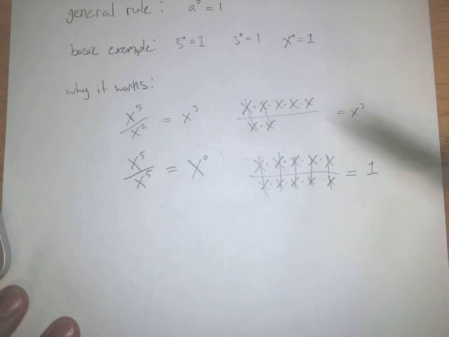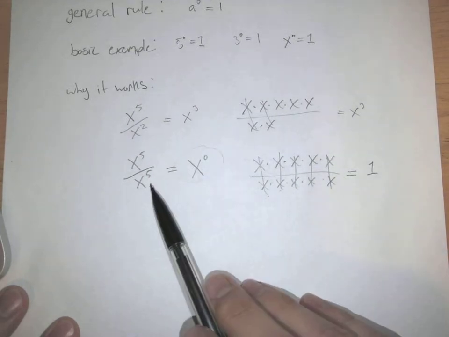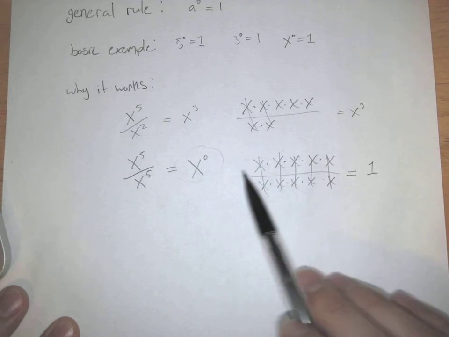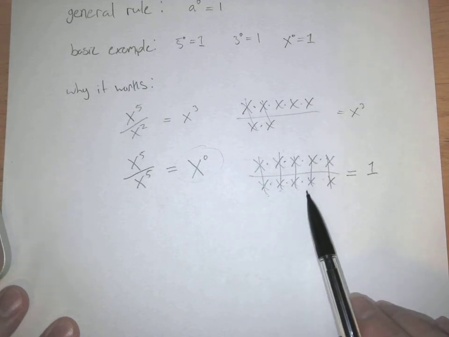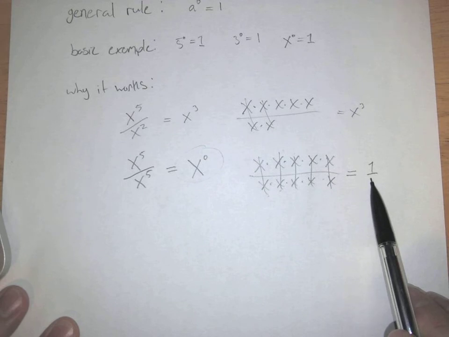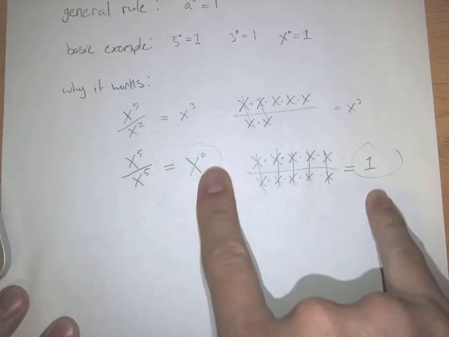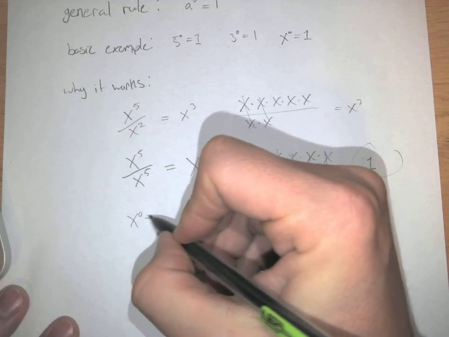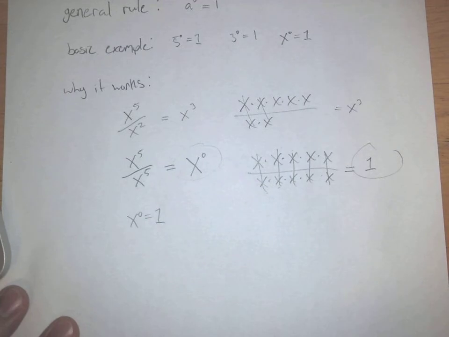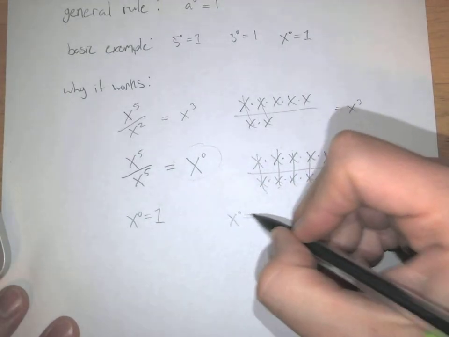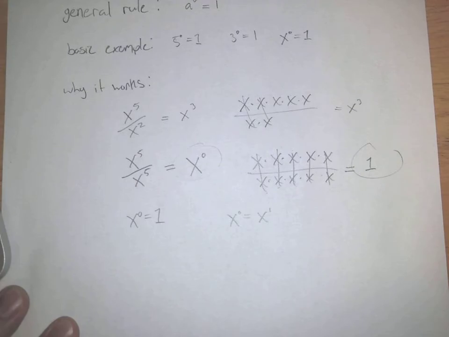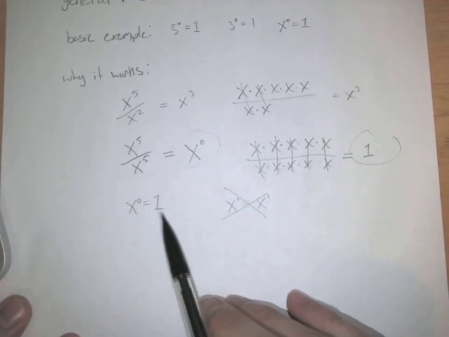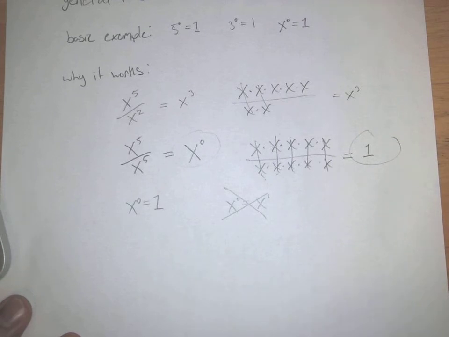According to the quotient rule, x to the 5th over x to the 5th is x to the 0. According to expansion and the multiplicative inverse property, I get 1. That means that these two things must be the same. Right? x to the 0 must be 1. Now just be careful. This doesn't mean that x to the 0 is the same thing as x to the 1. That is not what this is saying. This is saying that x to the 0 is the number 1. It's not a power of x, it's just the number 1.